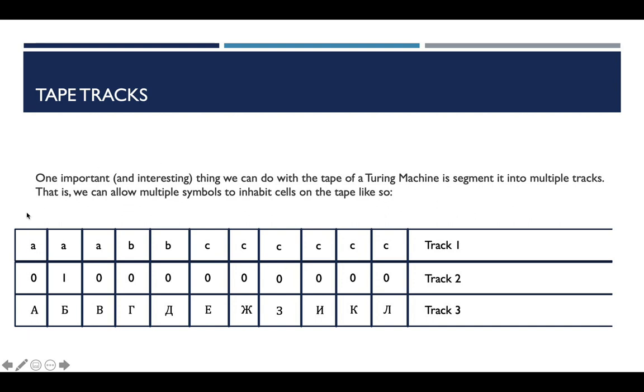And so if I have the read-write head at the first cell, I would not only be reading an A, a 0, and a capital A from the Cyrillic alphabet; instead of just reading an A, I would be reading all 3 of these. So an A, a 0, and a capital A from the Cyrillic alphabet. When I moved the read-write head, I would go to subsequent columns instead of subsequent cells. And in this way, I can keep track of multiple things using only a single tape.